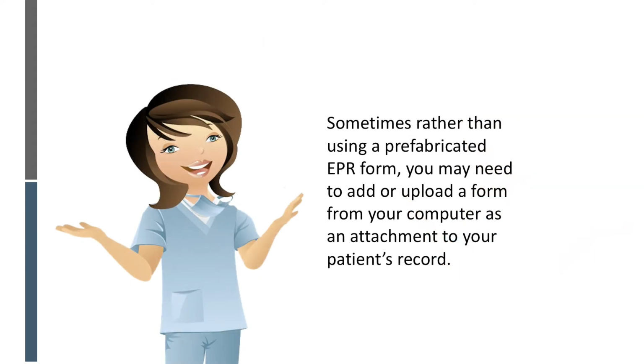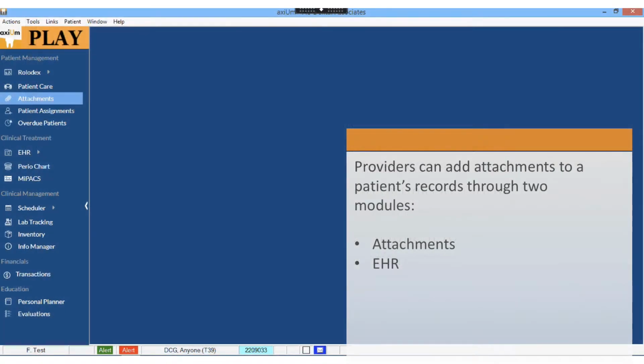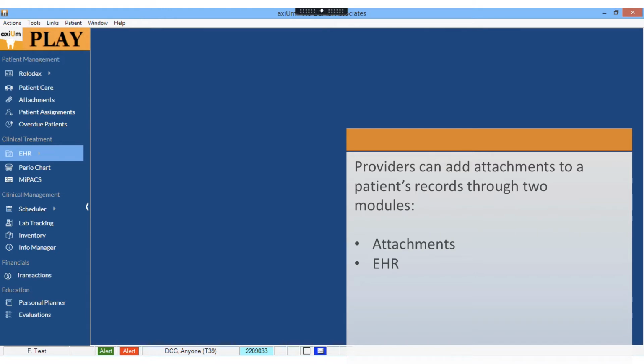Sometimes, rather than using a prefabricated EPR form, you may need to add or upload a form from your computer as an attachment to your patient's record. Providers can add attachments to a patient's records through two modules, the Attachments module and the EHR module.